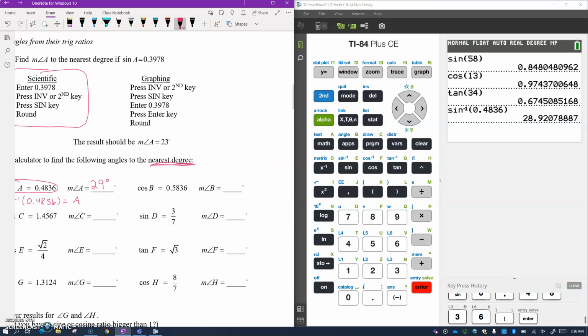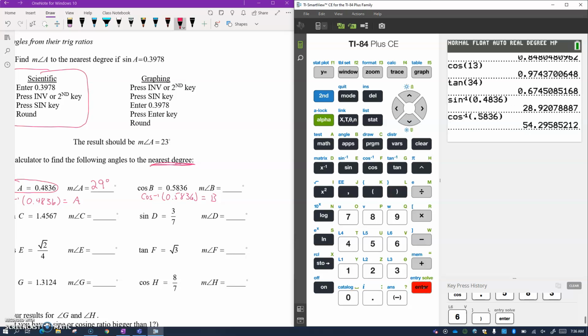All right, so if I slide over to the next one, we've got cosine of b equals 0.5836. So I'm going to go to cosine inverse of 0.5836, and that's going to equal b. So we'll go second cosine, 0.5836. Close off our parenthesis, hit enter, and it's 54.2, so we're at 54 degrees.